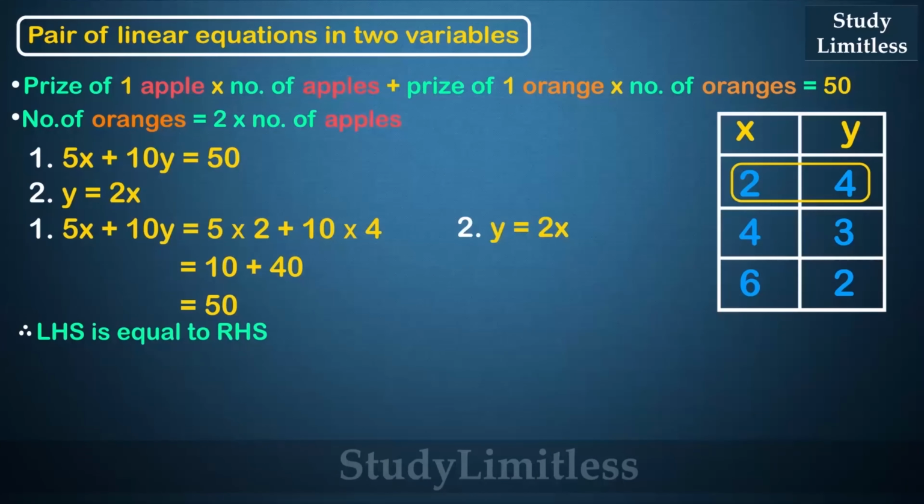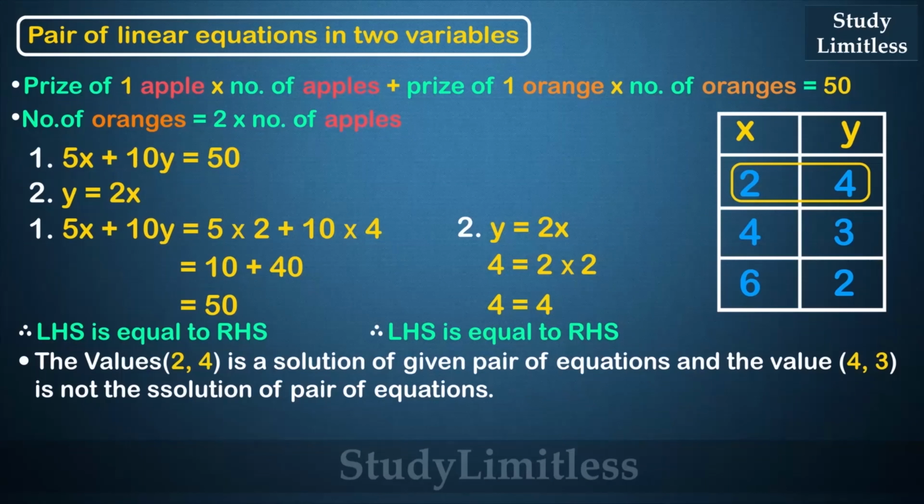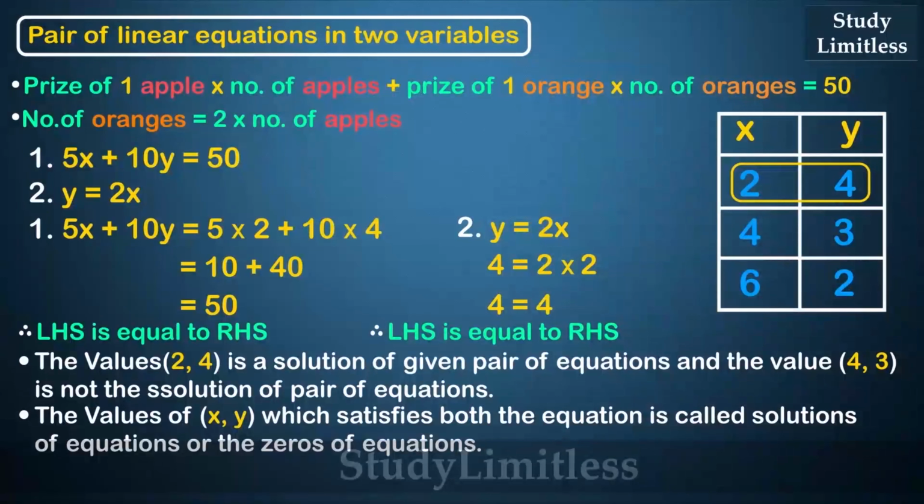For the second equation, y is equal to 2x, if you substitute y is equal to 4 and x is equal to 2, we get that 4 is equal to 2 into 2, therefore 4 is equal to 4, which clearly satisfies the equation. So we can say that the values 2 comma 4 is the solution of the given pair of equations, right? And the values 4 comma 3 is not the solution of the pair of equations. That means the values of x comma y which satisfy both the equations are called the solution of the equations, or the zeros of the equations.